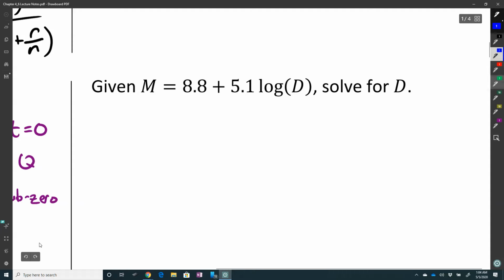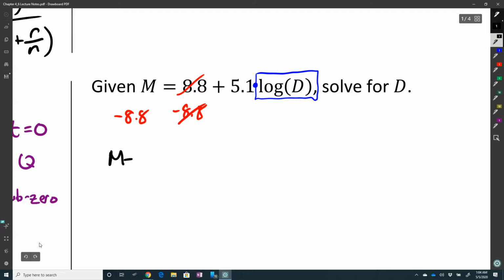So, in order to solve for d, I have to get this log by itself. But there's a couple things happening. There's addition and there's multiplication. So I'm going to subtract the 8.8 first. And I have m minus 8.8, and we have 5.1 log of d.